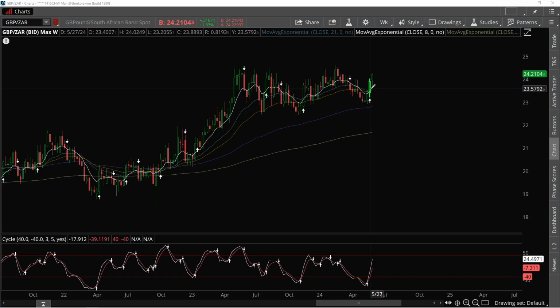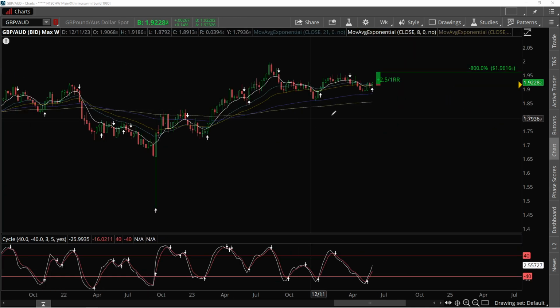Last week we had a signal. That's why we wanted buys, and you're coming to break this high. You have the same setup in pound ZAR, right? Same setup in pound ZAR. We're looking to go. You're looking for 700 pips in pound ZAR.